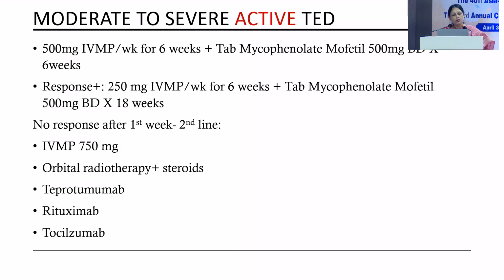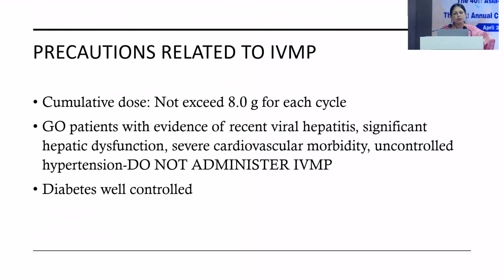Suppose we do not get a response in the first week, then we go in for second line therapy. That is, you increase the dose of IVMP, you may combine orbital radiotherapy with steroids, or you may use teprotumumab, rituximab and tocilizumab. Teprotumumab came in a big way, especially in the US where there were a lot of studies, and it was once thought that surgical decompression might be replaced by medical decompression, but because of the problems related to teprotumumab and the expense, it has not become a very popular drug, and it continues to be a second line treatment.